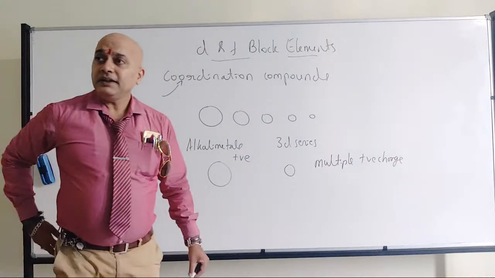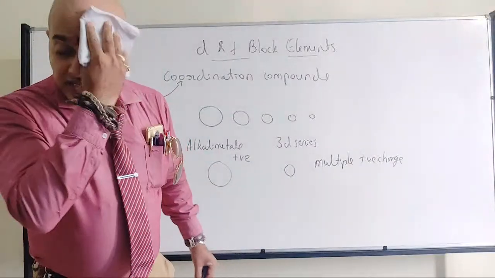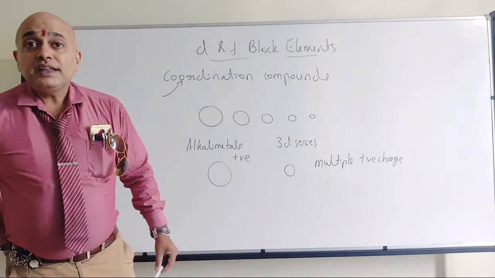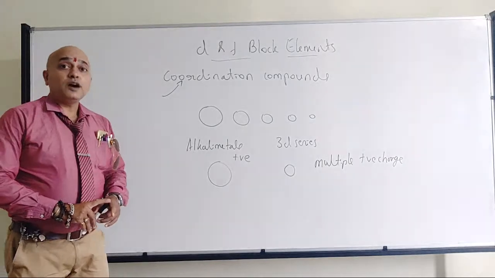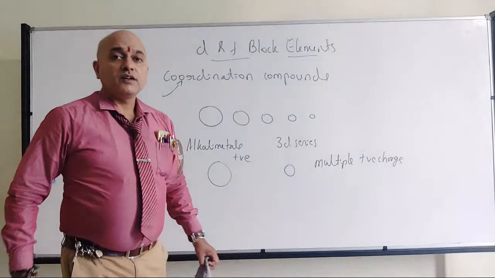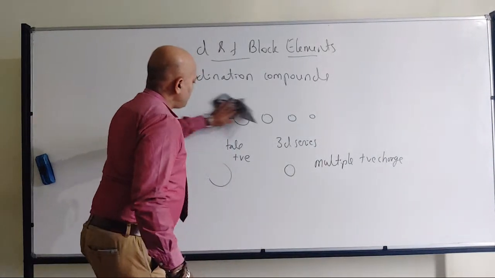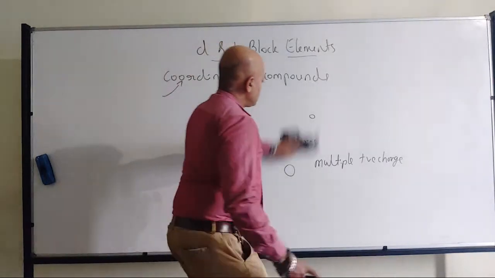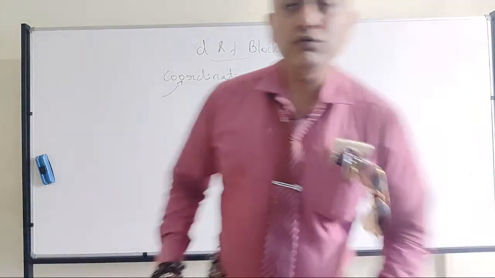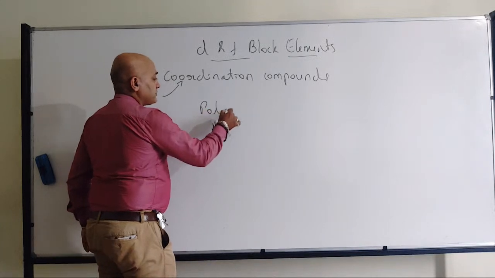All of you will agree? So when it comes to atomic size, alkali and alkaline earth metals are going to dominate. When it comes to charge, transition elements are going to dominate. All of you agree? Okay. So that's where we have an equation with respect to a term called polarizing power.